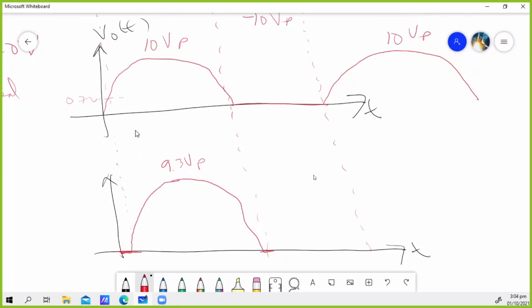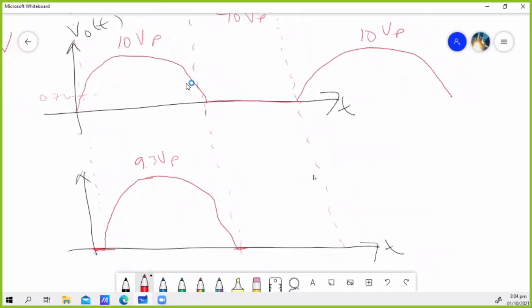Sometimes it's easier to use the ideal diode model kasi on or off lang, di ba? Meron or wala lang. Short circuit or open circuit lang. Ito hindi. Kung consider mo pa yung 0.7 na bawas. Kaya ang highest lang niya is 9.3 volts kapag ang input mo is 10 volts. Okay, how about the negative half cycle?